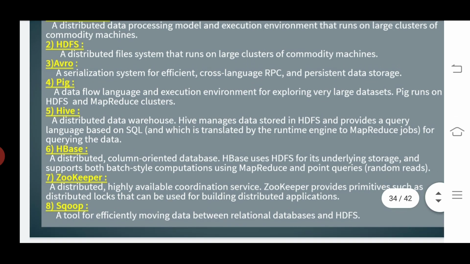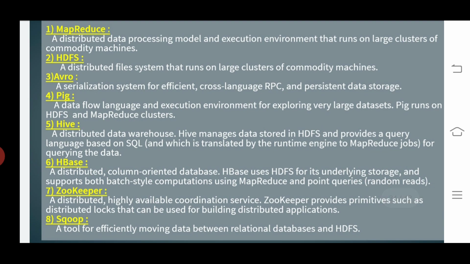Coming to ZooKeeper now, what is meant by ZooKeeper? What is the purpose of it? It is a distributed and highly available coordination service. ZooKeeper provides primitives such as distributed locks that can be used for building distributed applications. What I mean to say, ZooKeeper is a distributed and highly available coordination service.